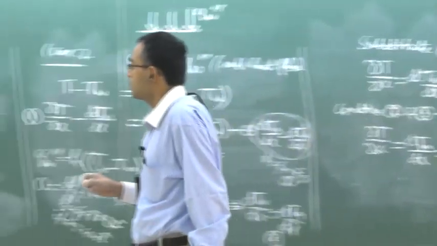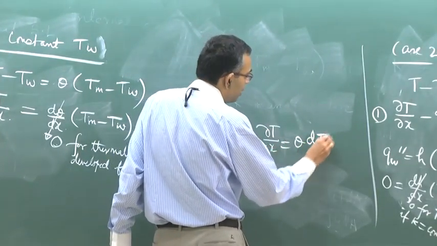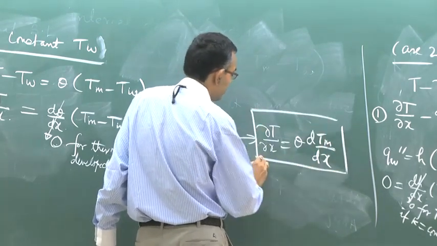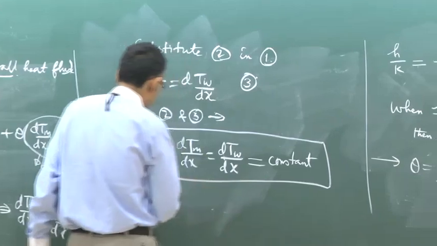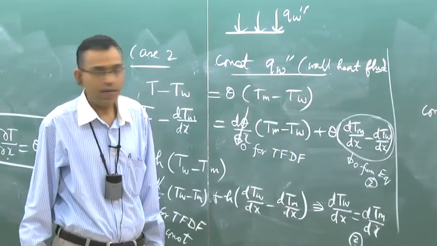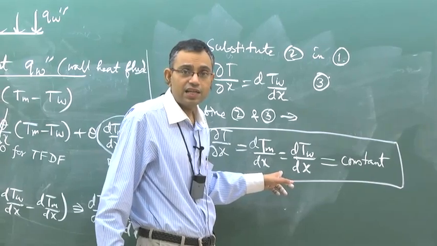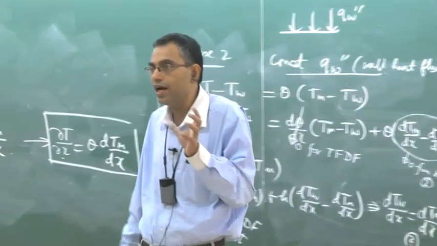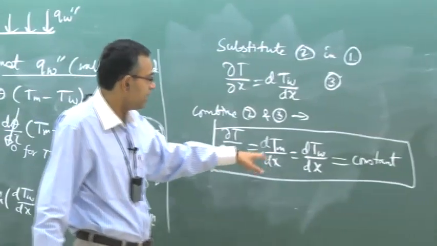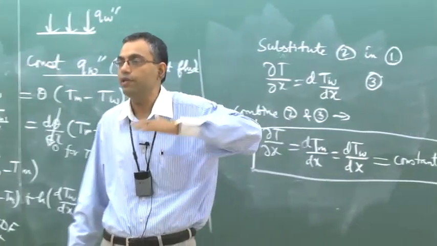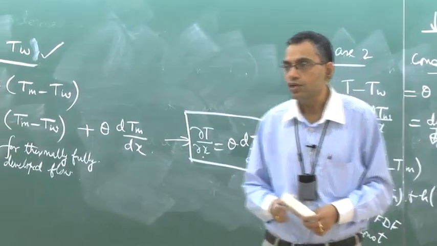So to summarize our discussion today, for the constant wall temperature, you can write ∂T/∂x is equal to θ into dTm/dx for thermally fully developed flow, and likewise with constant wall heat flux. So we have got expressions for ∂T/∂x in terms of the bulk mean temperature gradient. Mathematically, that has given us an equivalent one dimensional formulation of the problem. Instead of ∂T/∂x, now we can use dTm/dx or dT wall/dx. Those are one dimensional parameters. And similarly for constant wall temperature. So we will take it up from here and continue in the next lecture. Thank you.